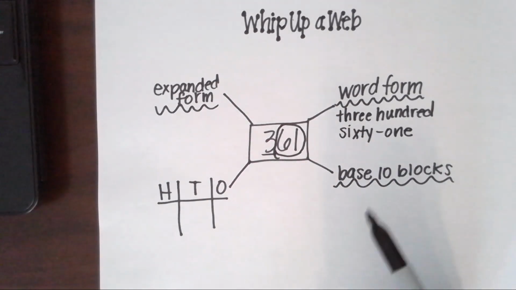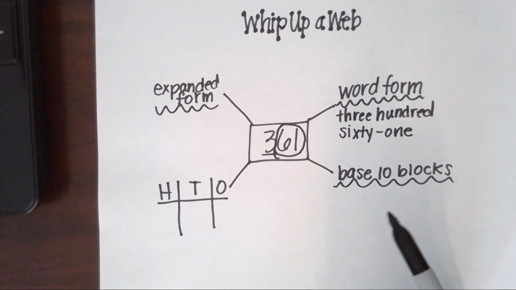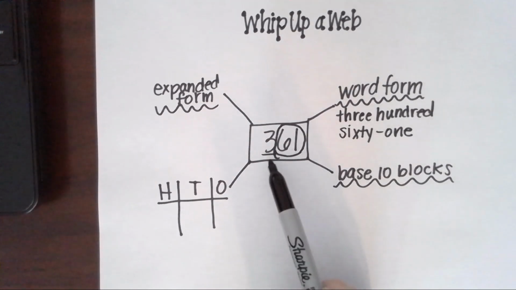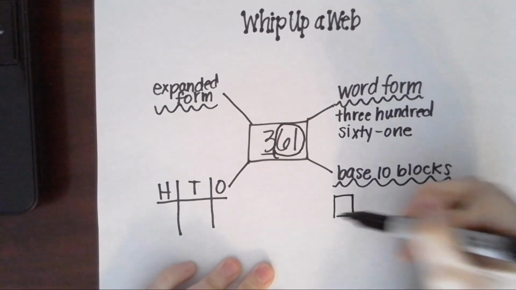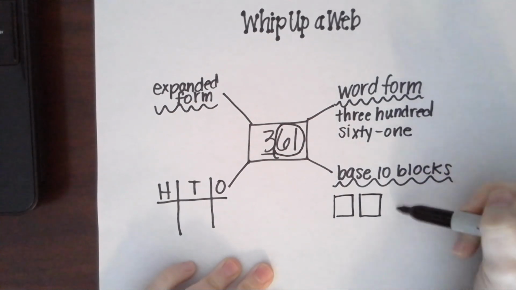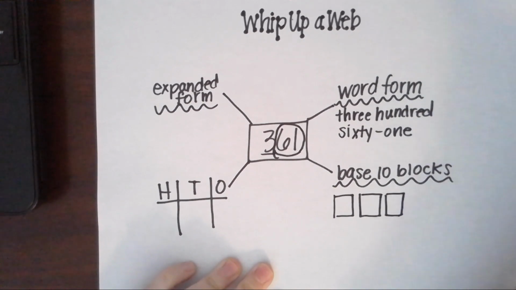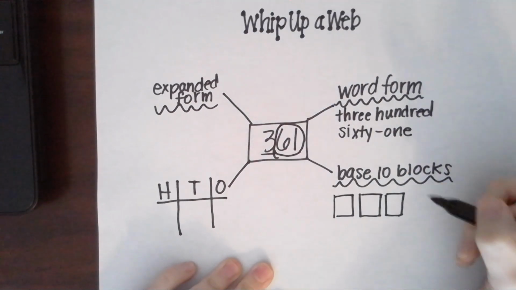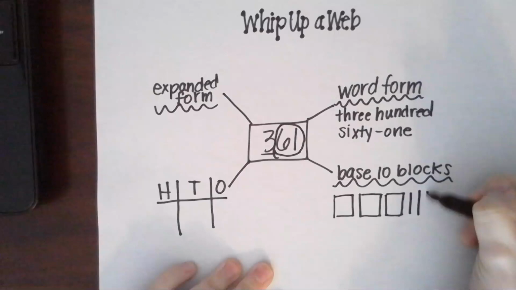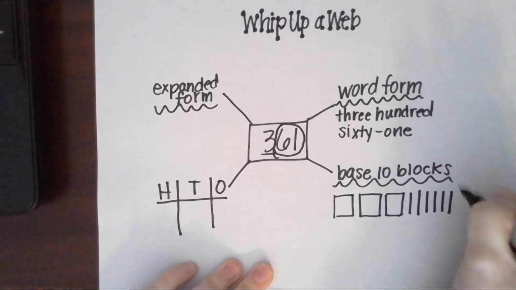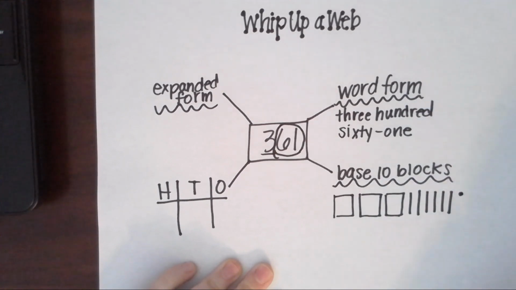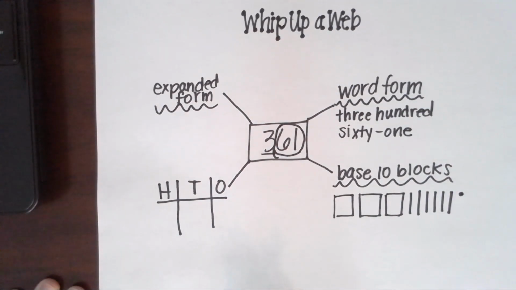The next one is to draw a picture or use base 10 blocks. So I would draw 300s first. 1, 2, 300s, and then 6 tens blocks. 1, 2, 3, 4, 5, 6. And then 1 ones cube. And that's how I would draw a picture of the number 361.